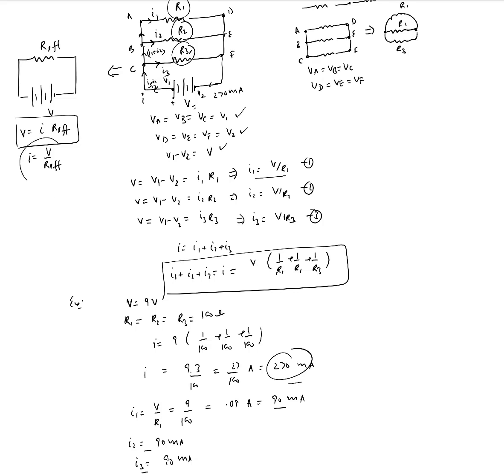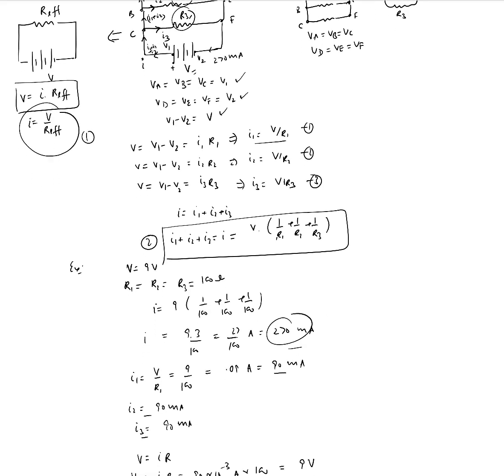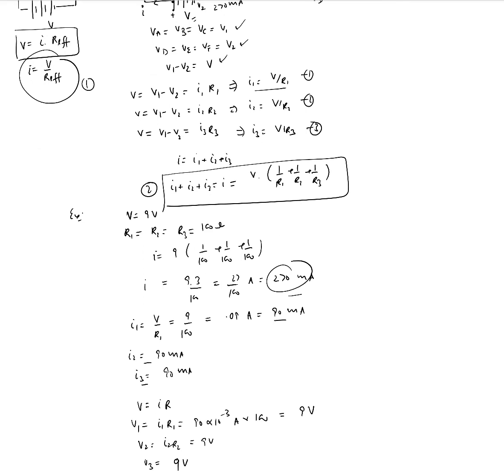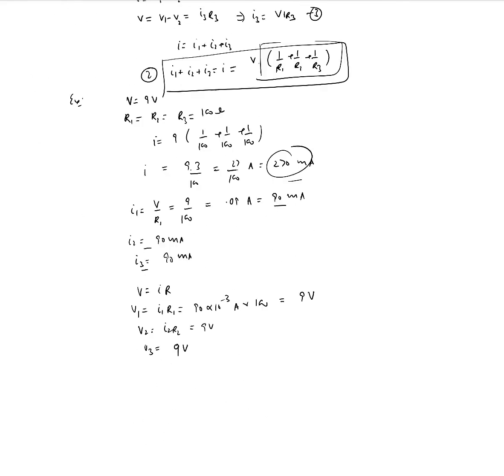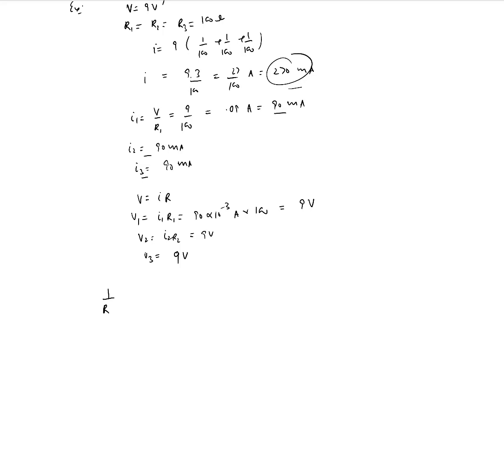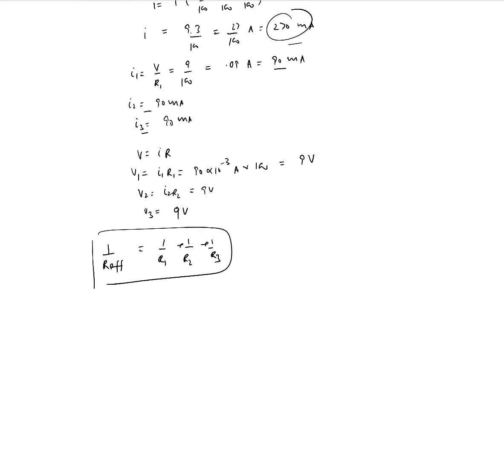So if you compare this one with this one, let's say this is 1, this is 2, you can see that 1 over R effective should be equal to what's over here, right? That's what we should have. So let's write that. So 1 over R effective is equal to 1 over R1 plus 1 over R2 plus 1 over R3, right? That's what we have by comparison. So if I want to find my effective resistance, all I have to do is take the inverse of each of these, and then I can compute my effective resistance.